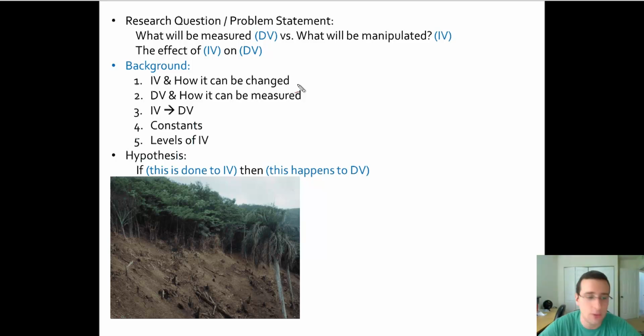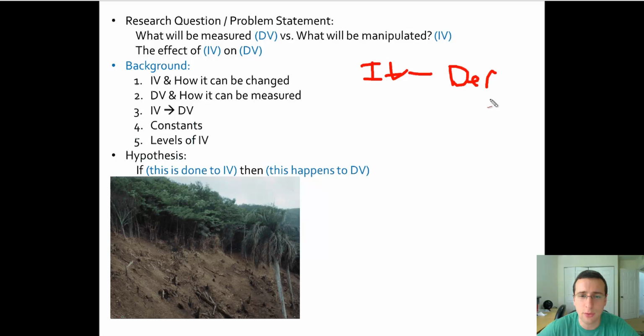Now, the next thing you're going to do is do your research to understand the problem that you're trying to examine. There are 5 steps that you're going to do for that. The first step is you're going to learn everything you can about the independent variable. Now, remember that our independent variable here was the deforestation, right?